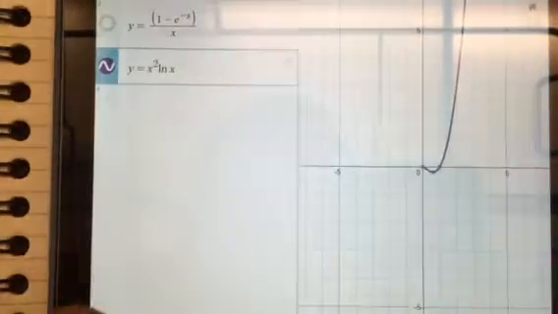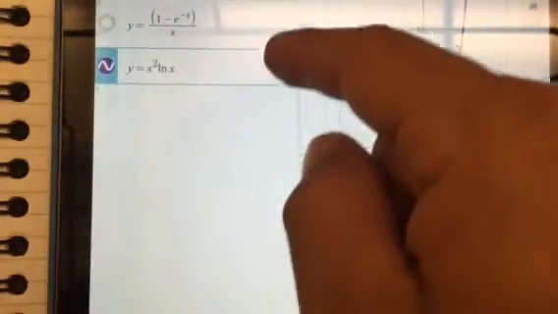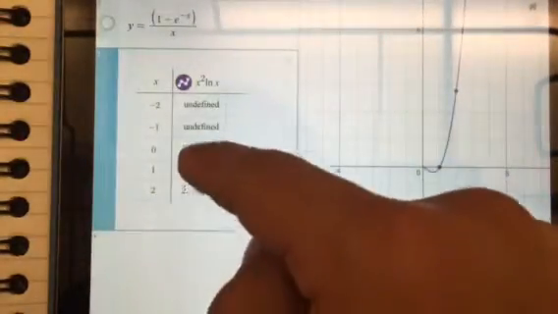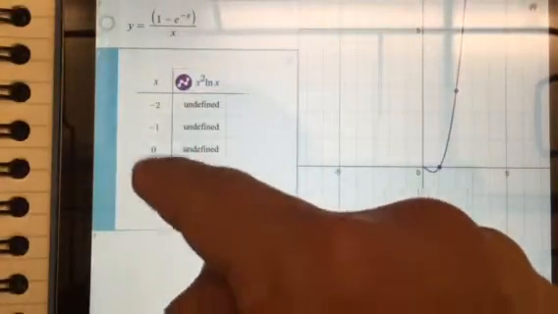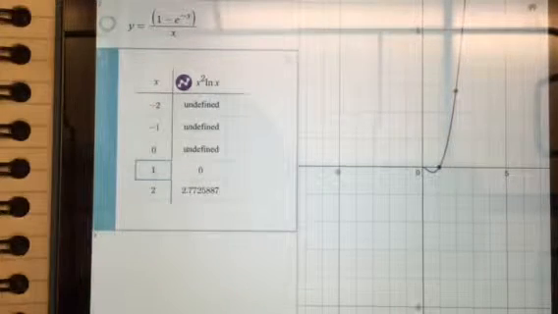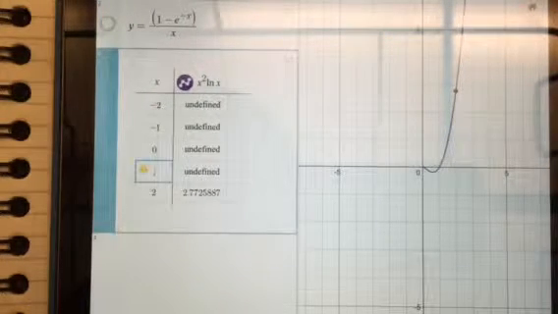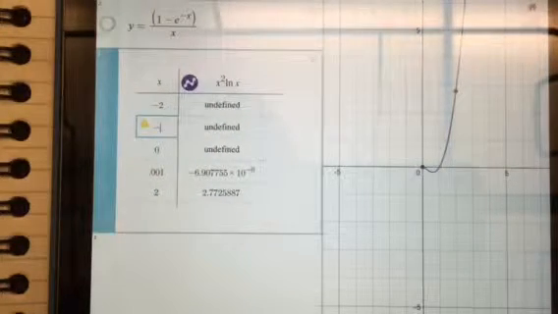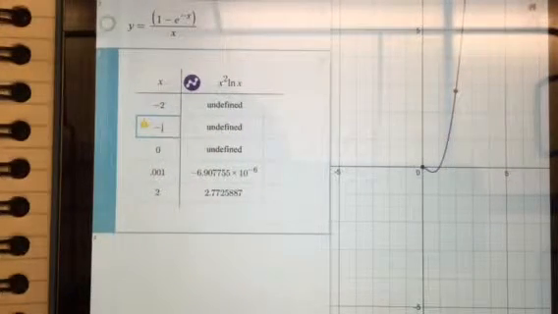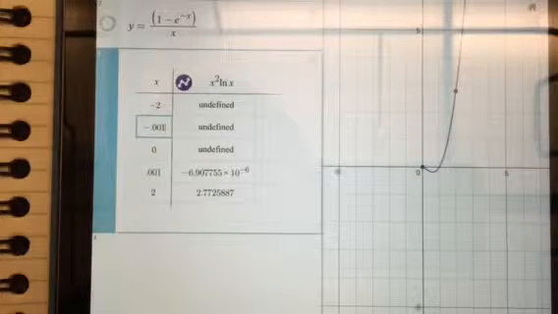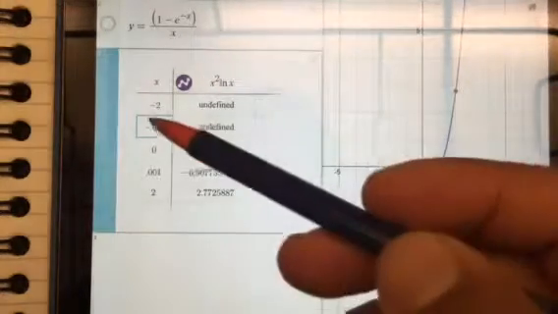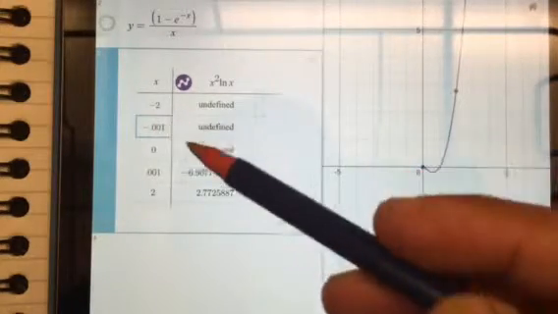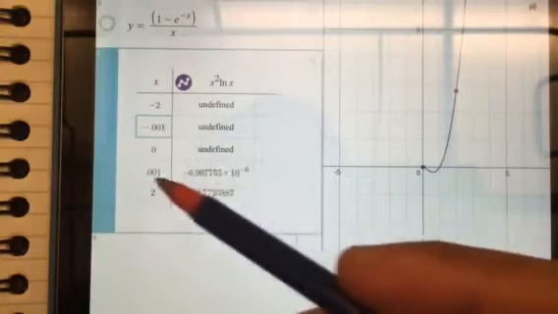So if we look at this here, we're going to go ahead and look at the table. And I'm going to go to 1. I'm going to delete that and I'm going to use 0.001. And I'm going to go to this one. I'm going to delete that and I'm going to say negative 0.001. Now, I actually didn't have to do this one because you can see that we have nothing over here on this side. So we're not going to look at this side. We're just going to look at this side.